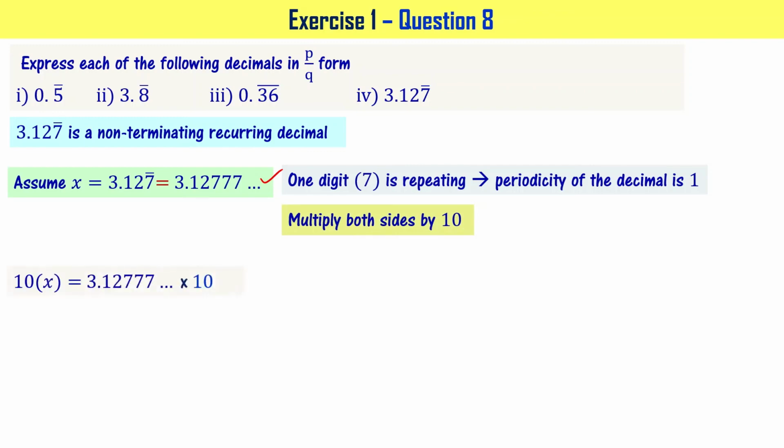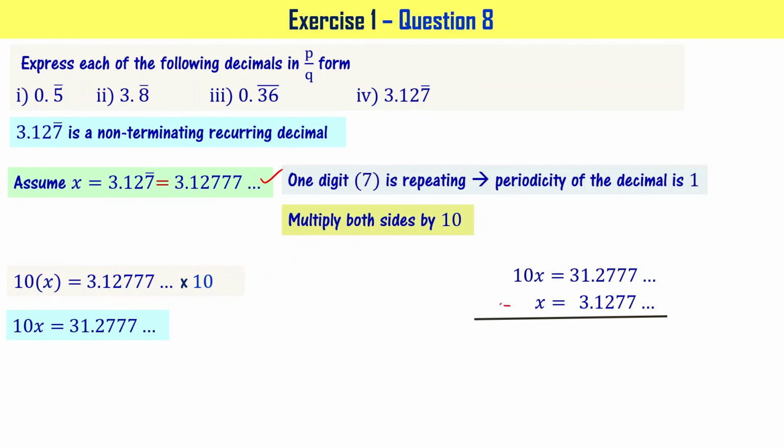When I do that, I get 10x equal to 31.27777 and so on, right? Let me subtract x from 10x. When I do that, look at this now, up to here, I have 7777 repeating. Here I have 27, here I have 12, right? Now 0.27 minus 0.12 is 0.15, right? And 31 minus 3 is 28. So 9x is 28.15. X equal to 28.15 by 9, right?